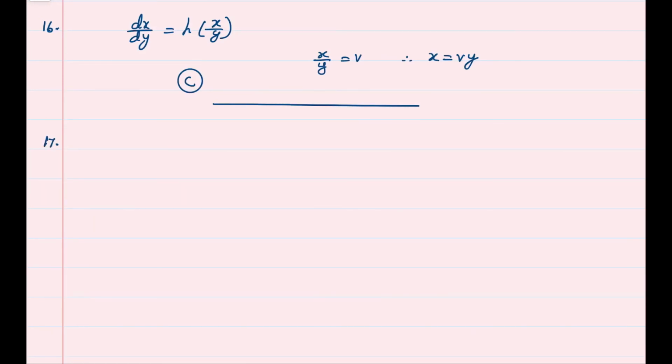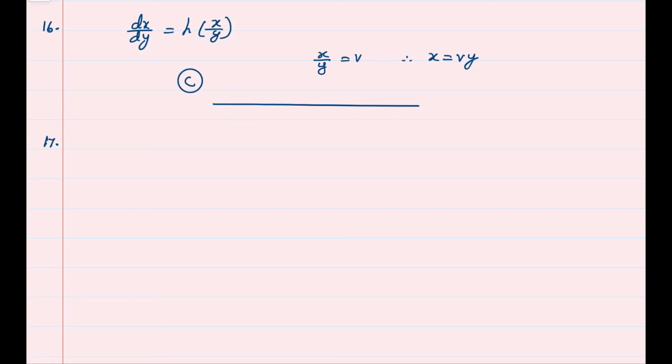Question 17. Which of the following is a homogeneous differential equation? Now, in option A, we have constant term 5. The degree is 0. For other terms, the degrees are 1. Not homogeneous. B, again xy degree is 2 and in the other term we have x cube and y cube of degree 3. So, not homogeneous. C, again x cube is of degree 3, y square is of degree 2, not homogeneous.